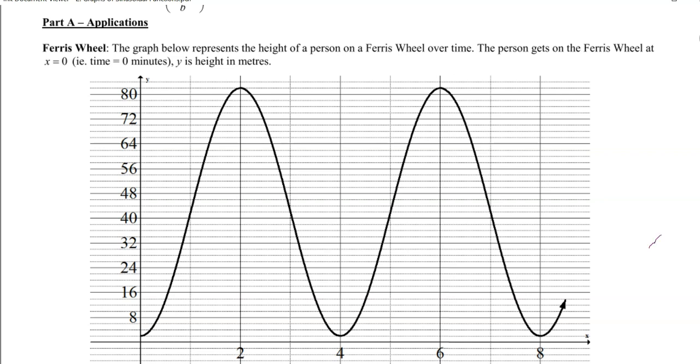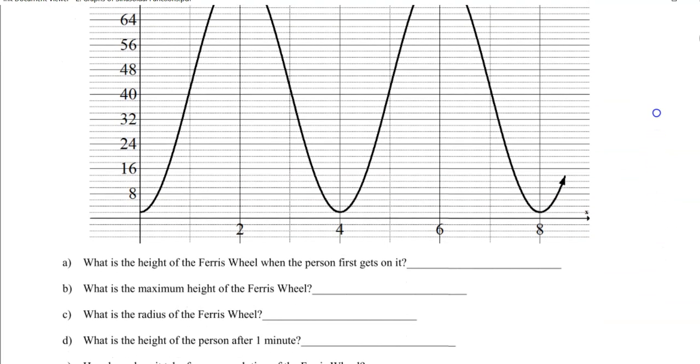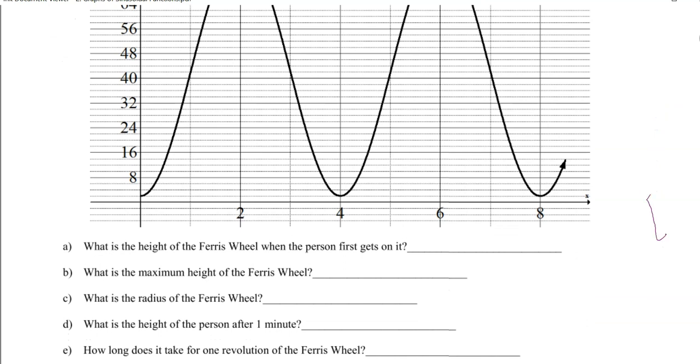And what we're going to do is analyze this and see if we can come up with a sinusoidal function to match this graph. So what's the height of the Ferris wheel when the person first gets on it? What's this height? 2 meters. Good. I'm glad you said meters. Anytime we're talking about heights, we're going to append meters, because the height is in meters.